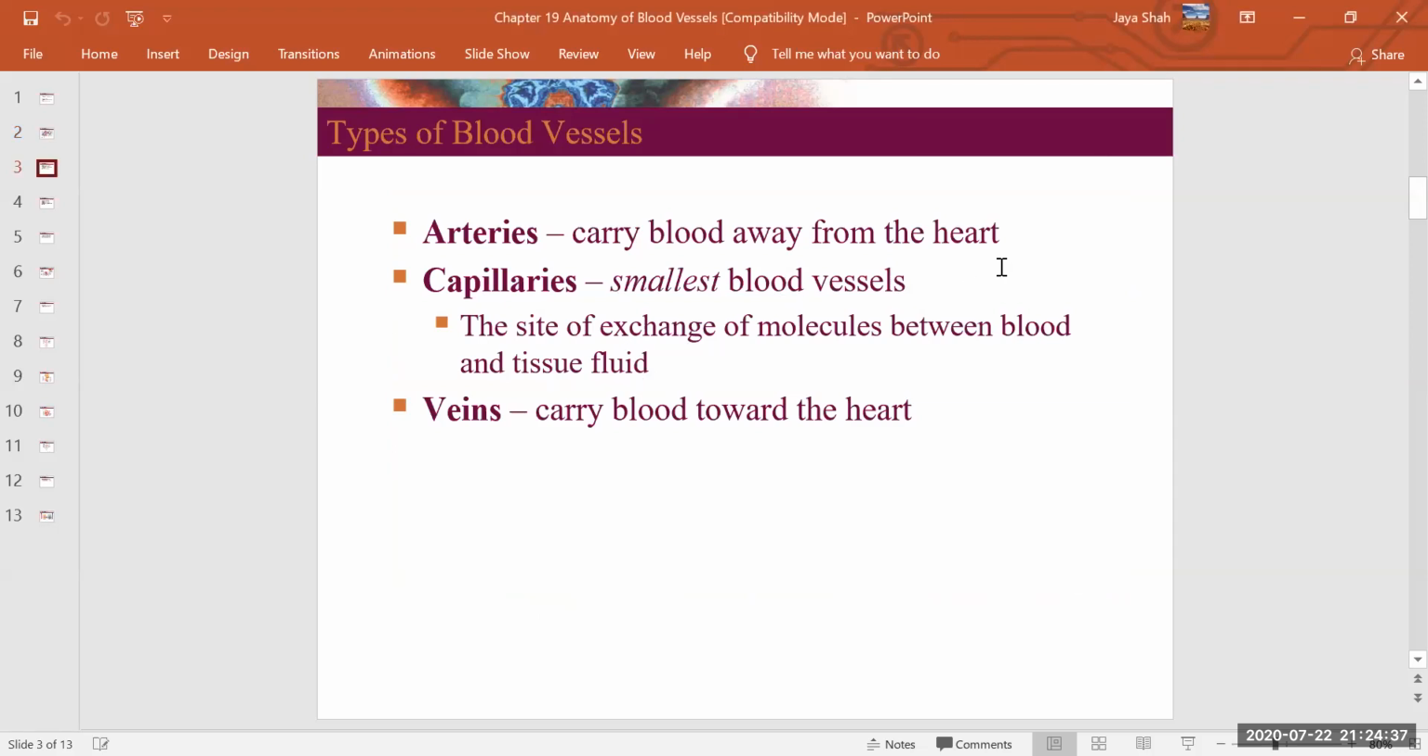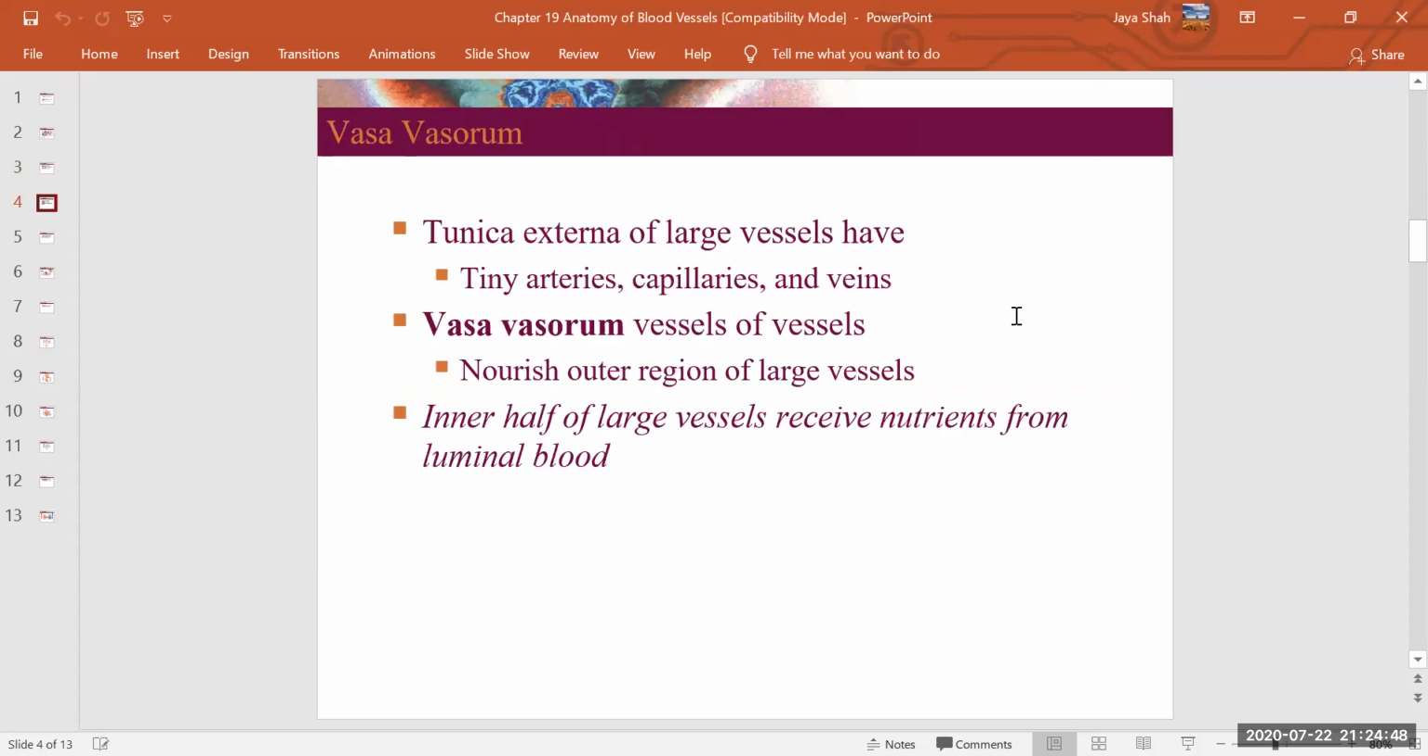Arteries carry blood away from the heart. Capillaries are small blood vessels, the site of exchange of molecules between blood and tissue fluid. Veins carry blood towards the heart. We have done these things before. Okay, but there are large blood vessels. What is the largest blood vessel? The thickest, largest blood vessel in the body? The aorta, the superior vena cava, the inferior vena cava, the pulmonary trunk. Those are the largest blood vessels.